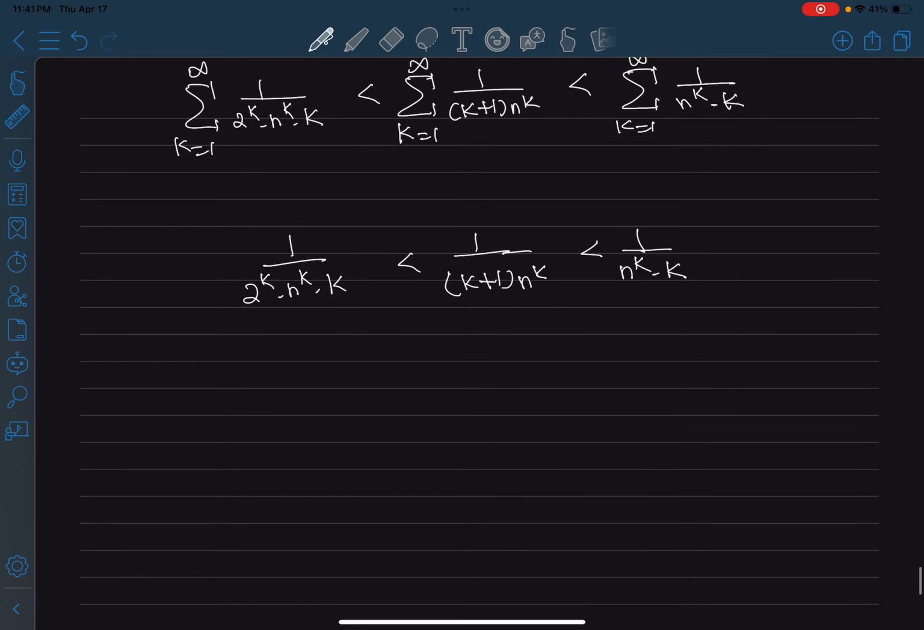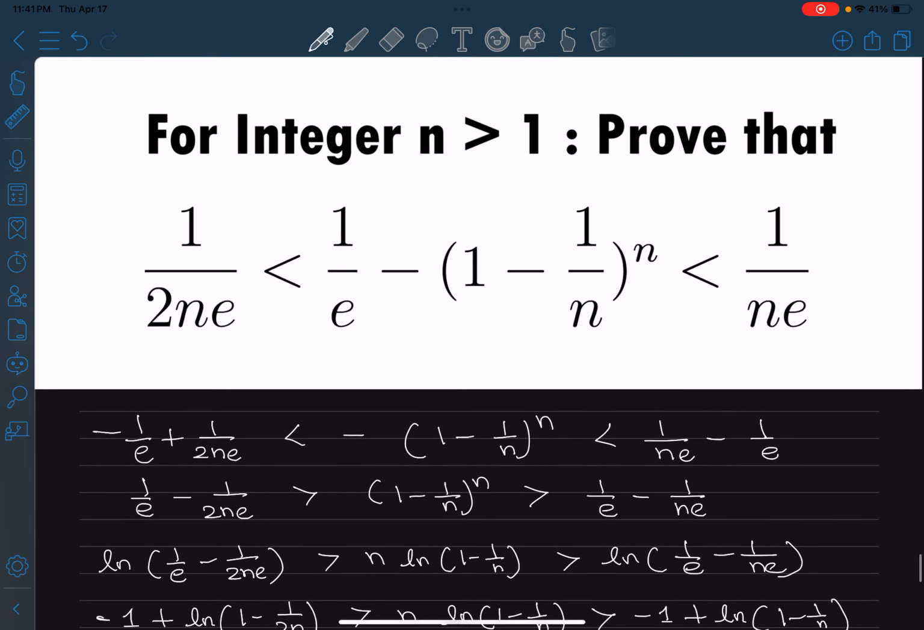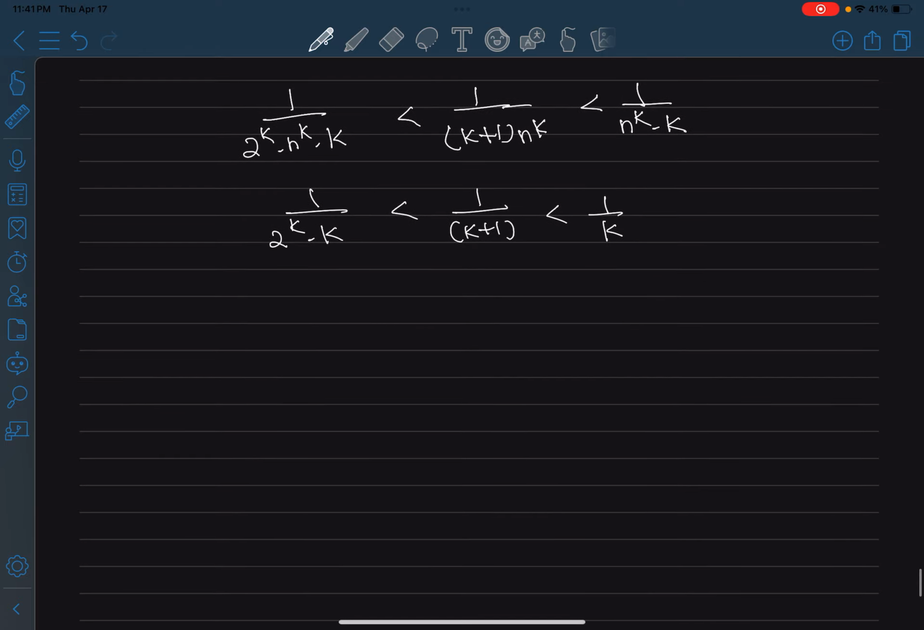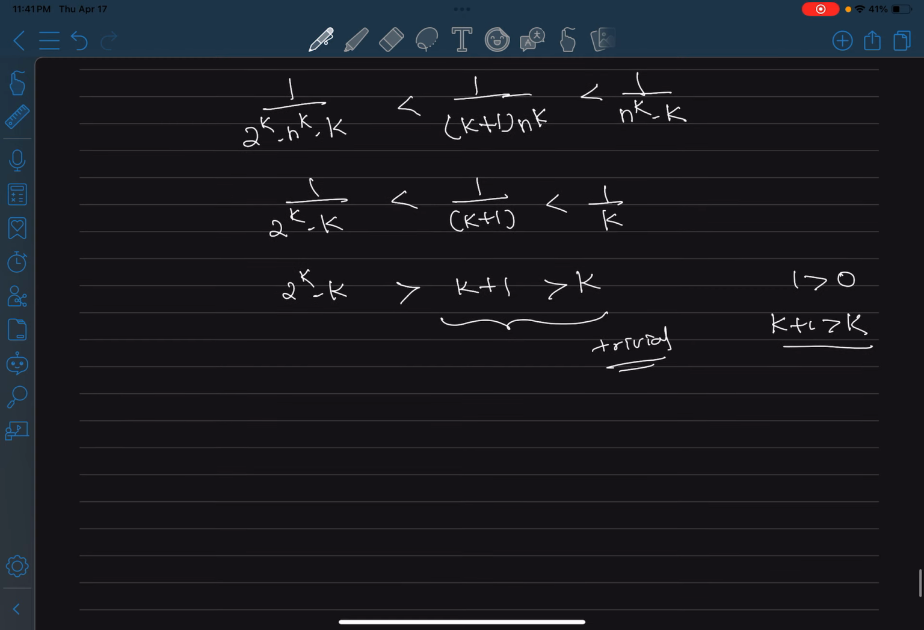To prove this, first of all, we can just cancel the n to the power k, because we know that this is a positive number, and k is also a positive number. k basically goes from 1 to infinity. So k plus 1. Again, now to prove this, let's first reverse it. 2 to the power k times k is greater than k plus 1 is greater than k. We know that this is trivial, because 1 is greater than 0, so if we add k to both sides, k plus 1 is greater than k, right?